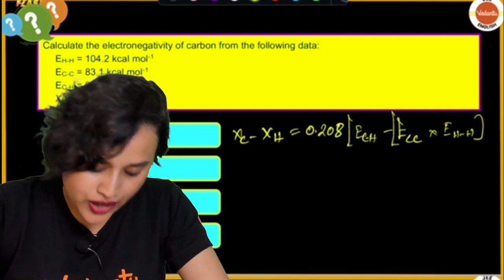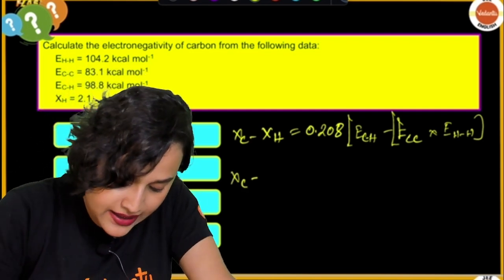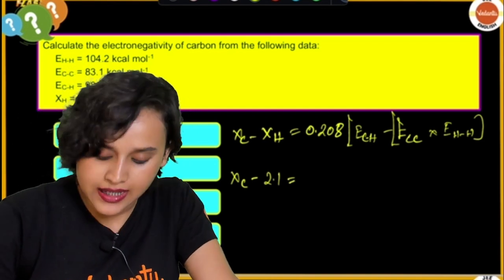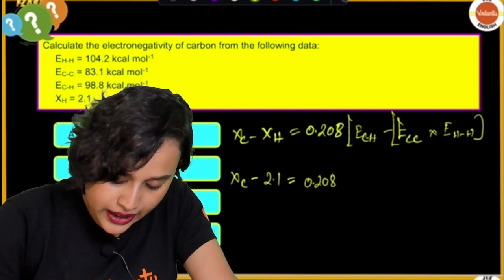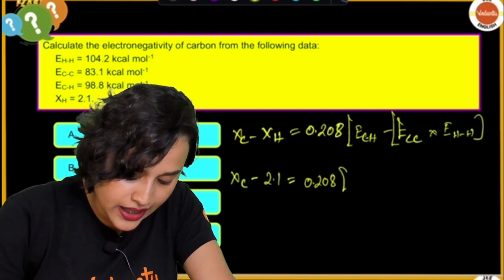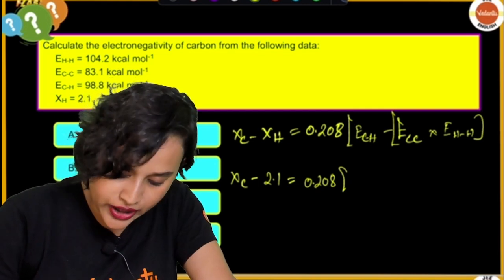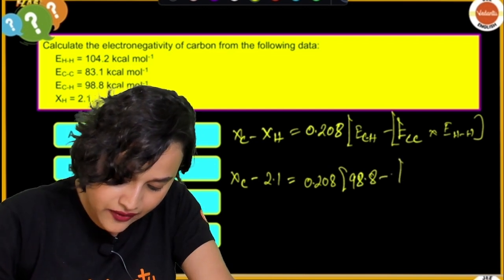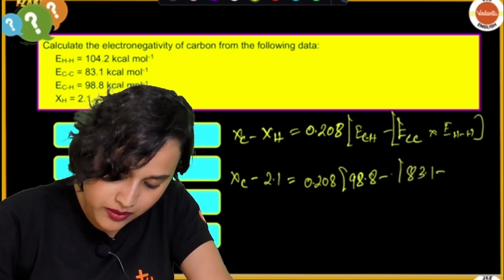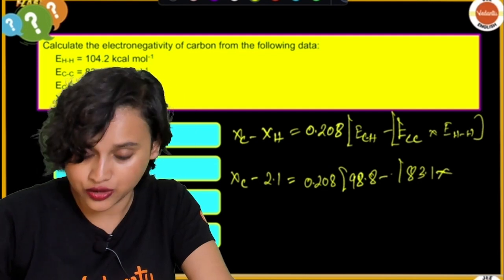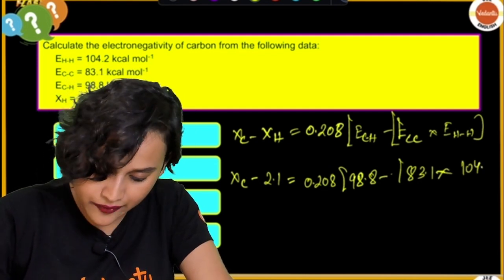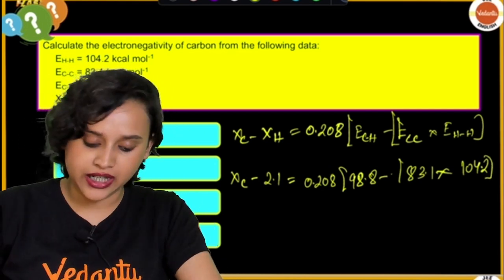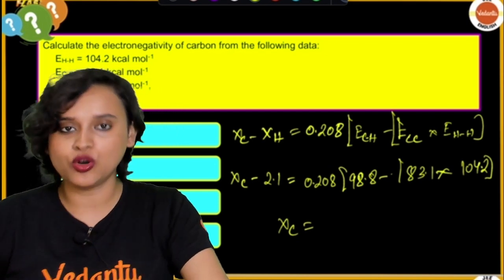So now what do you have? You have X_C minus X_H value given in the question, 2.1. So write 2.1 is equal to 0.208. Now E_CH is given to you, 98.8. So write down here 98.8 minus E_CC, given to you as 83.1, multiplied with E_HH, which is given to you as 104.2. All right.